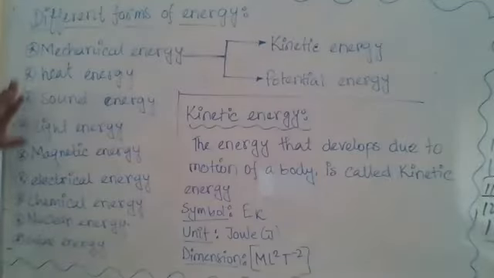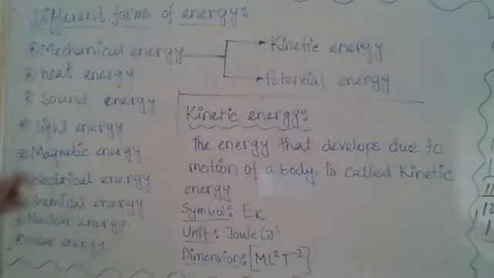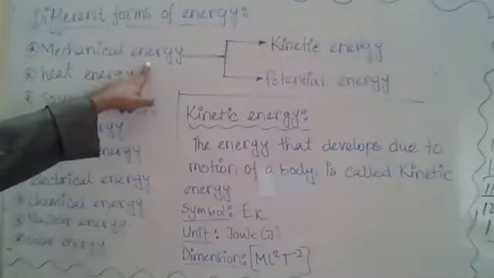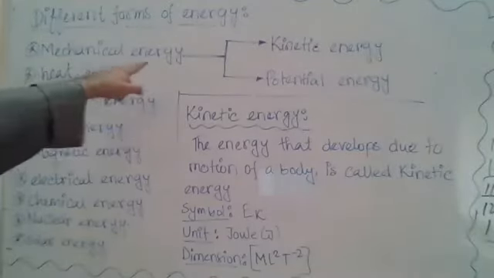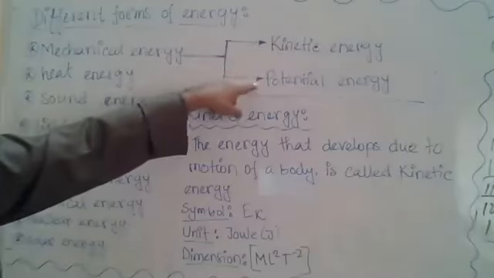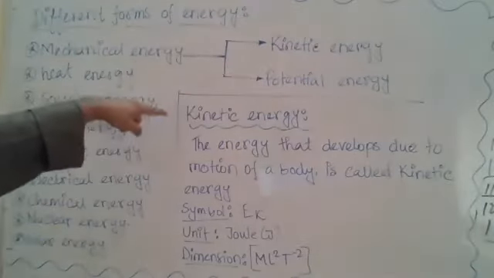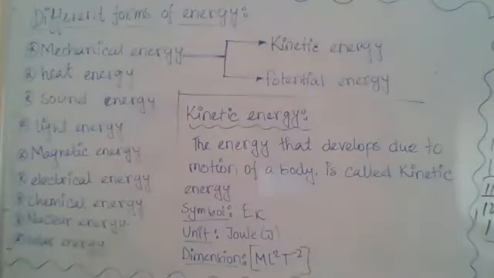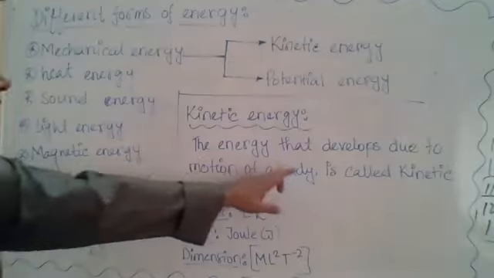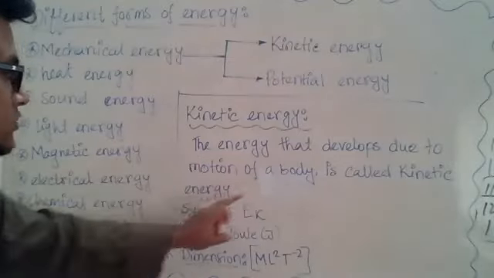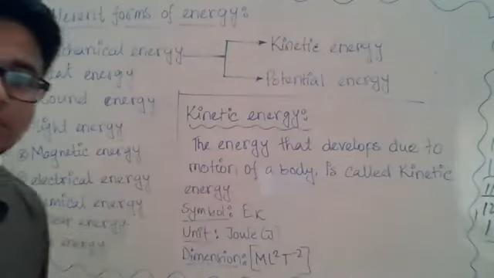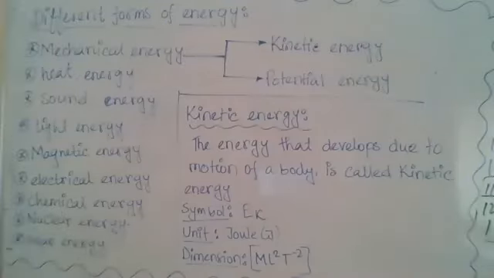So these are some kinds of energy. Some other kinds of energy are also there. So in this level, as I said already, we are going to focus on mechanical energy. Mechanical energy can further be divided into two categories, that is kinetic energy and potential energy. As you can see, I have already written the definition of kinetic energy. Kinetic energy is the energy that develops due to motion of a body. From the definition itself, it is a little bit harder to understand.